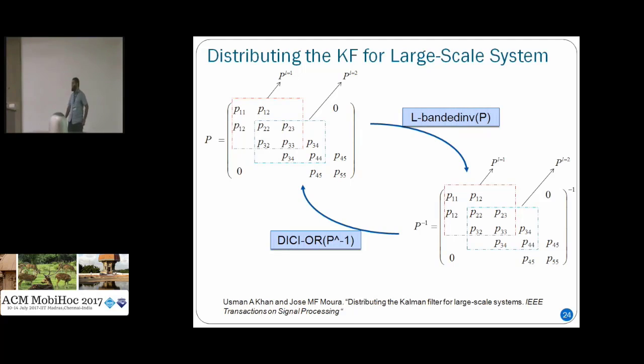We borrow two functions from previous work, distributing the Kalman filter for large-scale systems, by Professor Mora and Usman Khan. They use two functions called L-banded inverse and TCO inverse. The big picture is the following: you have a big matrix P, and you would like to get the inverse values for this matrix. They have an L-banded approximation, where you can get the inverse values without looking into the other values. So you can make use of your info and your neighbor's info and do some approximation to get your values without needing to see any non-neighbor's information.